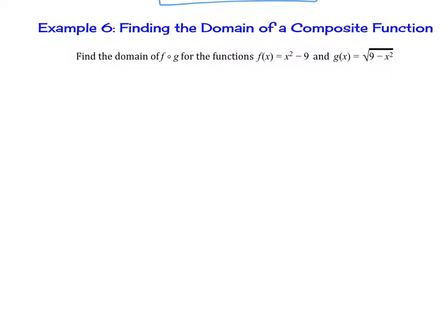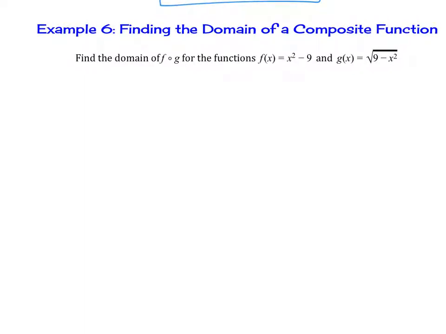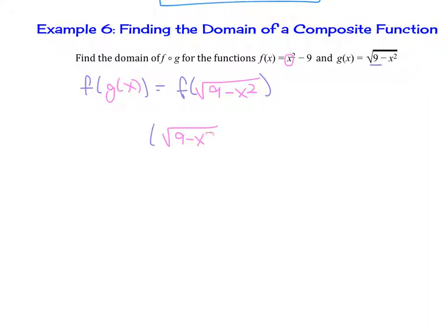So example 6, finding the domain of a composite function. Find the domain of f of g for the functions f of x equals x squared minus 9, and g of x equals square root of 9 minus x squared. So we're going to practice doing what we did before. F of g of x equals f, and then the g of x is square root of 9 minus x squared. Then we're going to take this 9 minus x squared and plug it in here. So this becomes, in parentheses, square root of 9 minus x squared, raised to the square, minus 9.